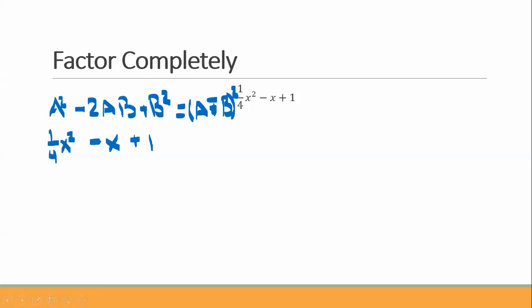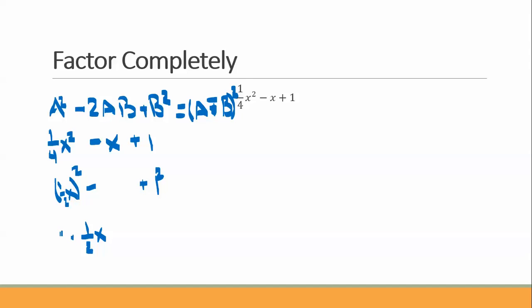Now, is there a way for us, we want something squared here, something squared here. 1 squared is actually equal to 1. So what squared equals 1/4 x squared? Turns out that's going to be 1/2 x. 1/2 x times 1/2 x is 1/4 x squared. So now we just have to figure out if this works out. If the minus x ends up being 2 times a times b. So we think our a is 1/2 x.